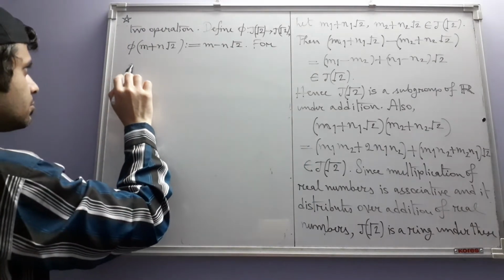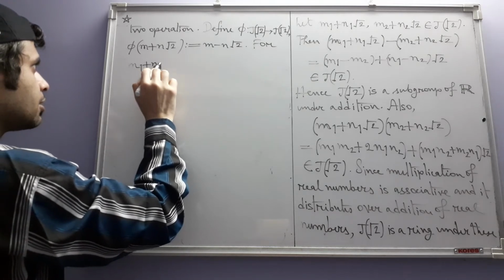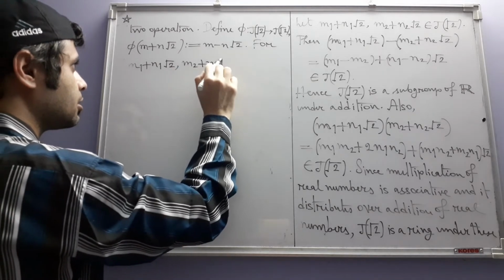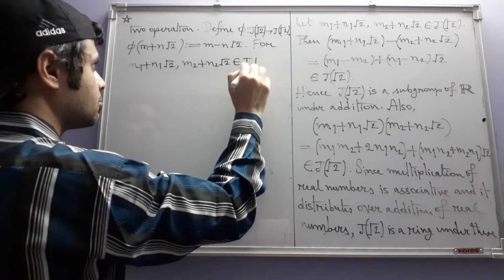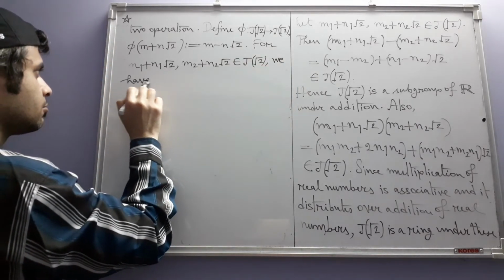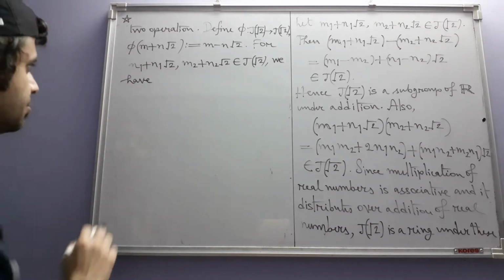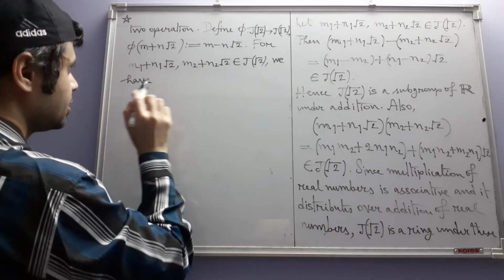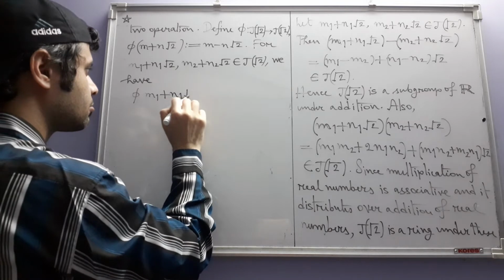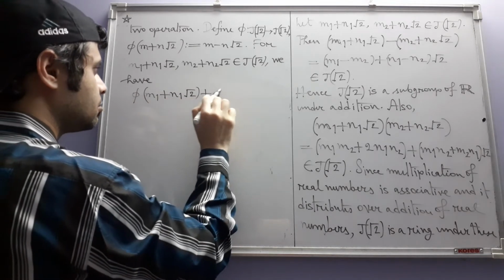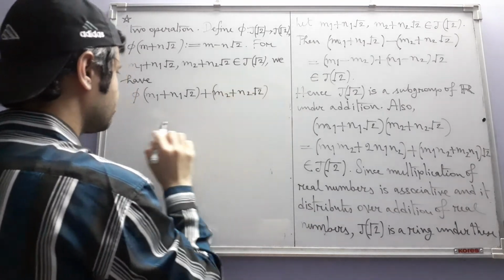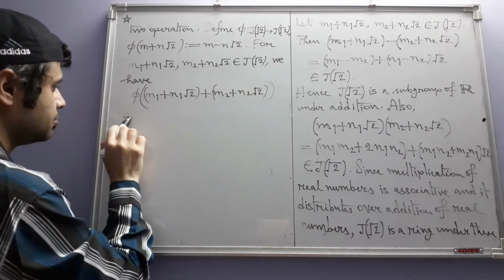For m1 plus n1 root 2 and m2 plus n2 root 2 in J root 2, we now verify that this is a homomorphism. The part involving addition is quite easy. We have to add these two elements and then find their phi image.